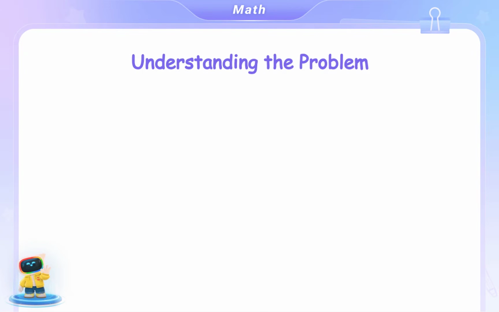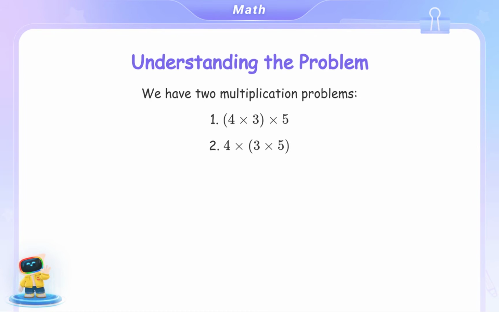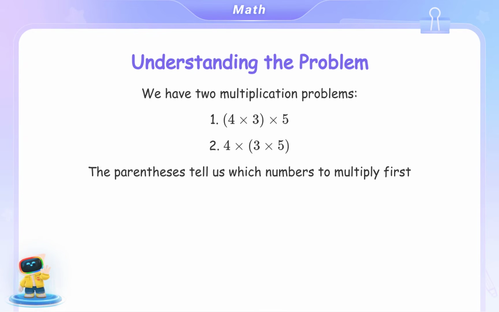Understanding the problem. We have two multiplication problems. First, 4 times 3 times 5. Second, 4 times 3 times 5 with different grouping. The parentheses tell us which numbers to multiply first.